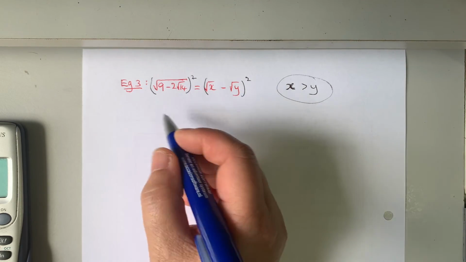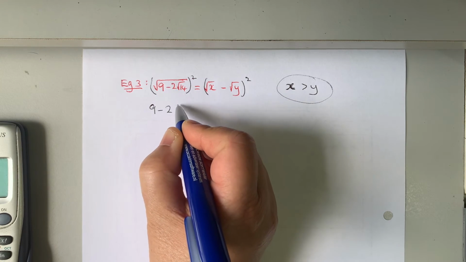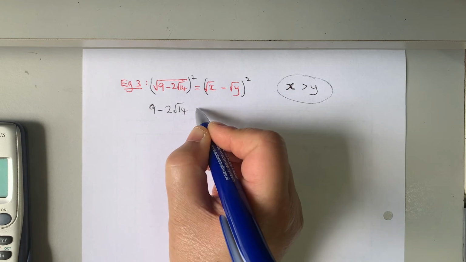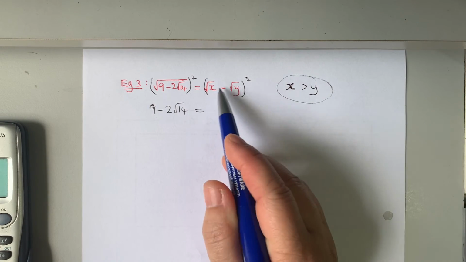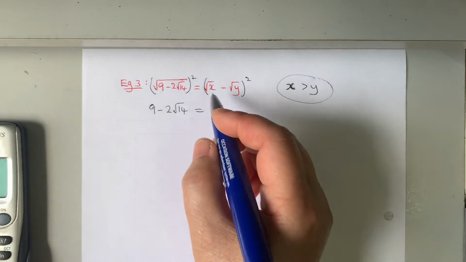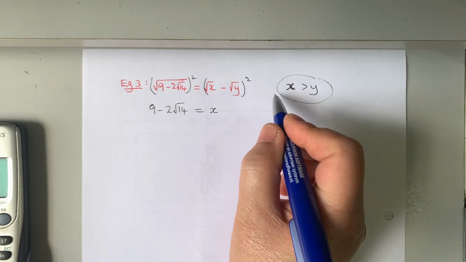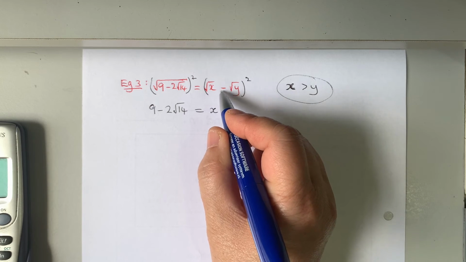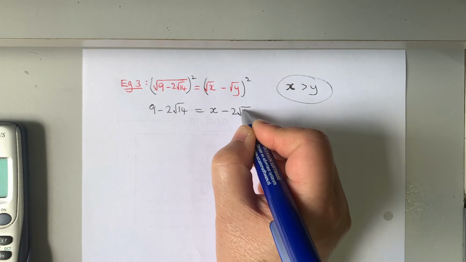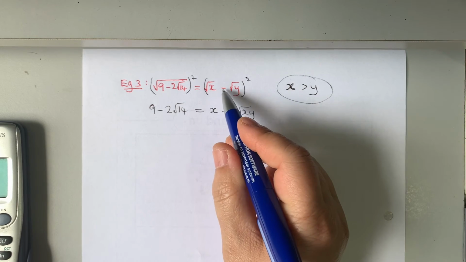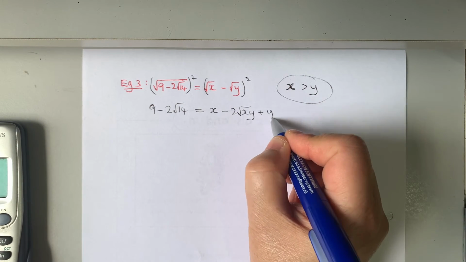So on the left, we get 9 take away 2 root 14 equals, on the right hand side, we have to expand this perfect square. So root x times root x, so we get x, root x times y, so root xy, and then there's another root xy. So minus 2 root xy, and minus root y times minus root y, so that'll be plus y.